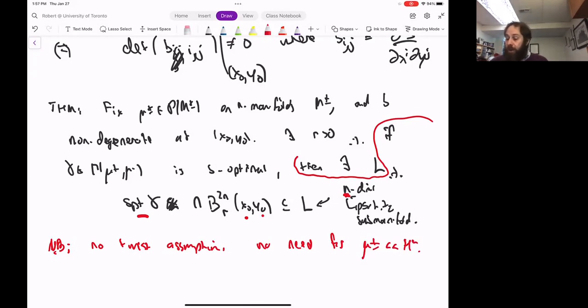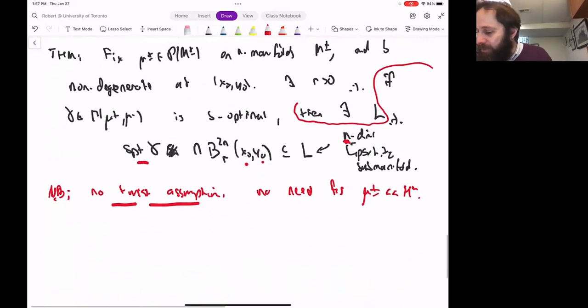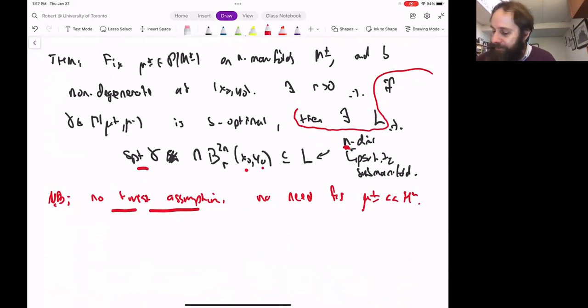And of course, twist is a global assumption about the behavior of b. Non-degeneracy is a local assumption about its behavior at a particular point. But on the other hand, non-degeneracy and twist are connected to each other in the sense that one is kind of the linearization of the other. Twist was asking for some map to be globally injective. And when you linearize, the inverse function theorem tells you a sufficient condition for local injectivity.